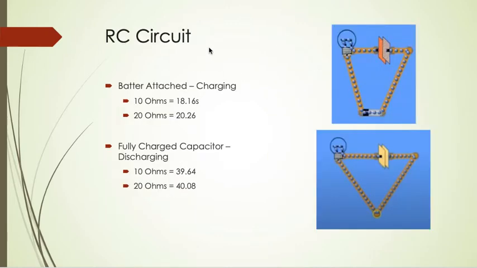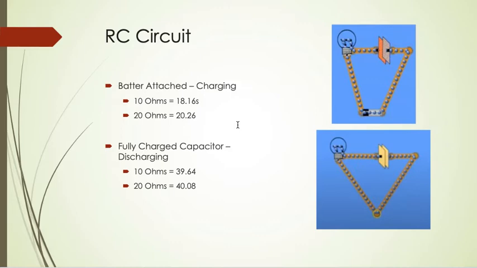In the next part of the experiment, we were learning how to use capacitors. We found that if a battery is attached and charging the capacitor, with a 10 ohm light bulb it took 18.16 seconds, and if we attached a 20 ohm light bulb, it took 20.26 seconds for the capacitor to fully charge.